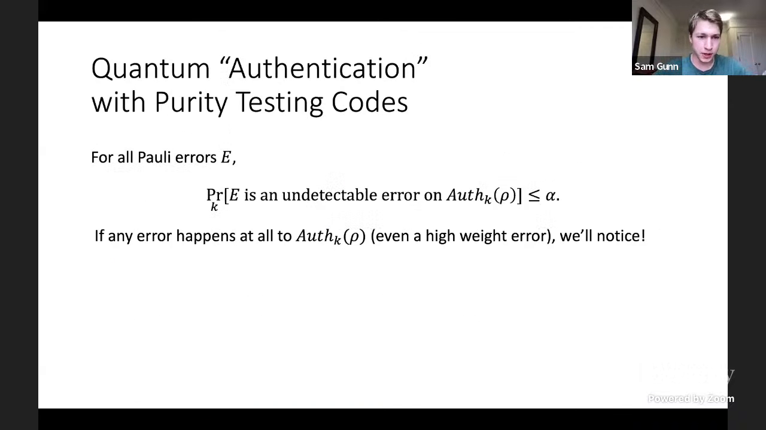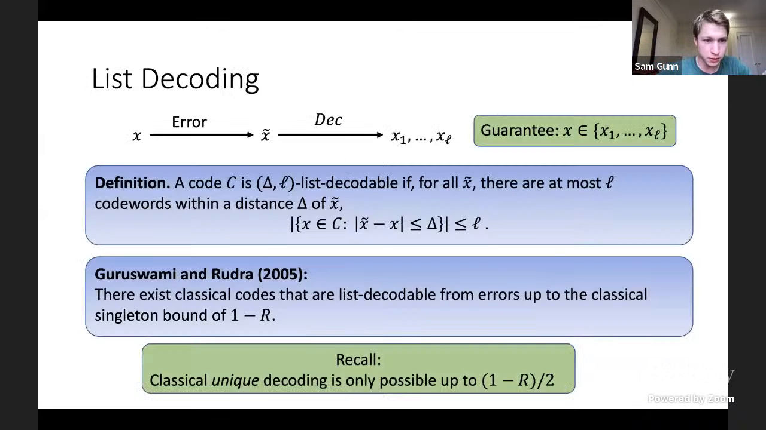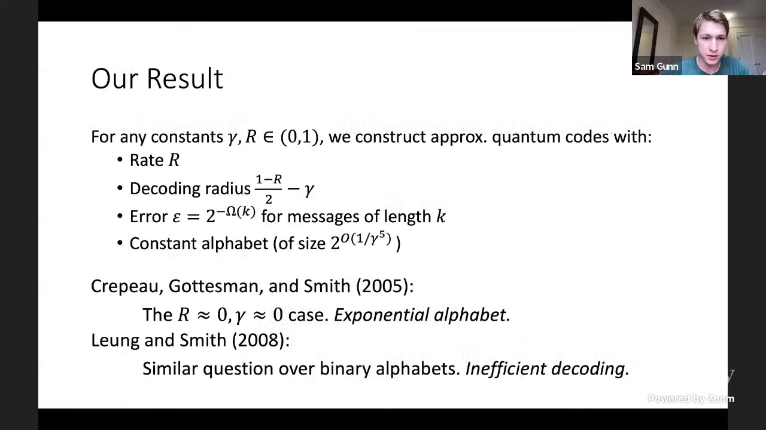Oh yeah, and you asked about prior works on codes. So the only prior work that constructs list decodable codes is this Leung and Smith paper, where they construct list decodable codes for binary alphabets. But the main problems are, one, that there's no efficient algorithm for actually decoding them, so it's just an information theoretic existence thing. And then also, since they're only over binary alphabets, they won't actually reach this quantum singleton bound.